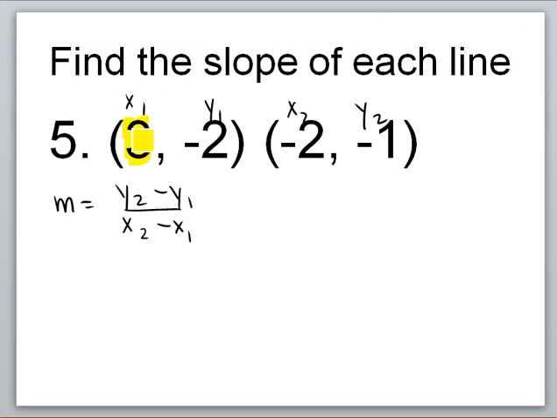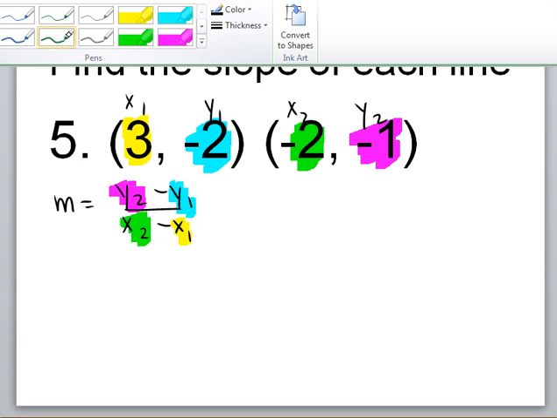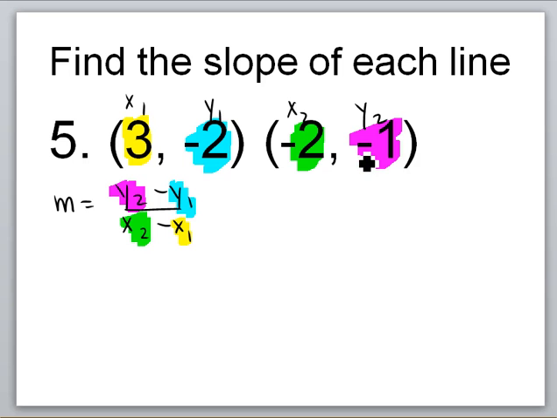So my x1, I'll label that as yellow. My y1, I'll label that as blue. My x2, I'll label that as green. And my y2, I'll label that as purple. So what I'm going to do is replace each of those values.